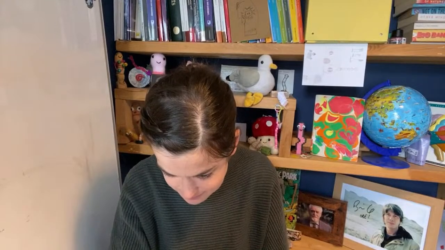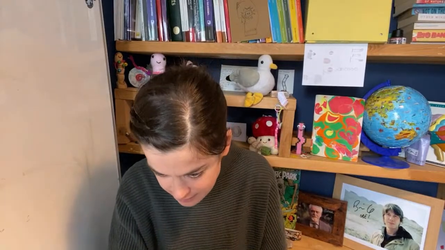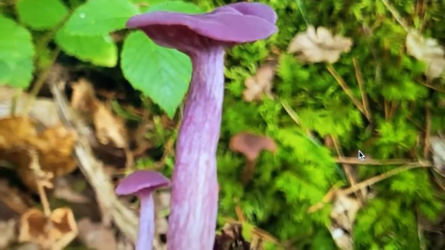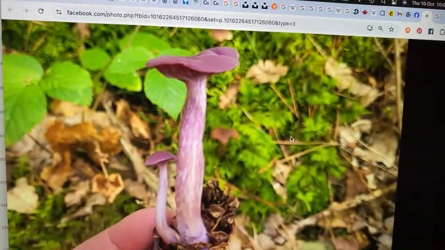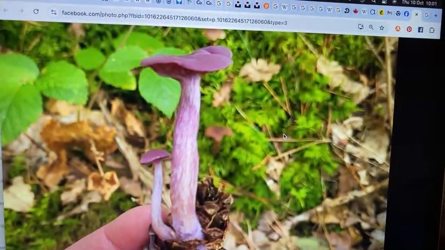Oh, hello. What is that? You reckon it's an amethyst deceiver? Yeah. Oh, yeah, those little purple ones. I can't remember the two names. There's the amethyst deceiver, which is grey gills, isn't it? And there's the other one. There's two little purple mushrooms. I think that's got purple gills. Was that not the other one? I can't remember. I'd have to look at my PowerPoint again. Whoa, it's lovely though. Wow, it's really cool.